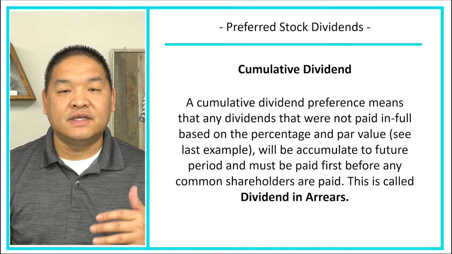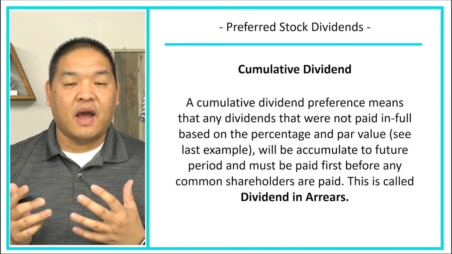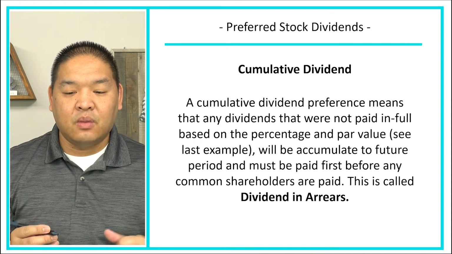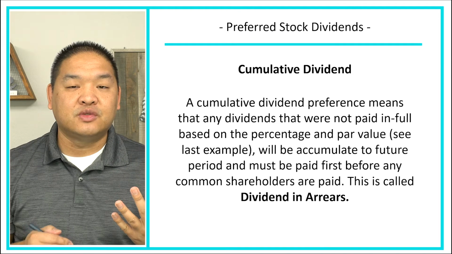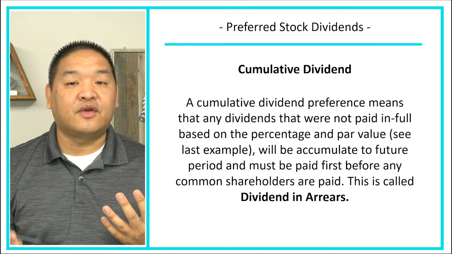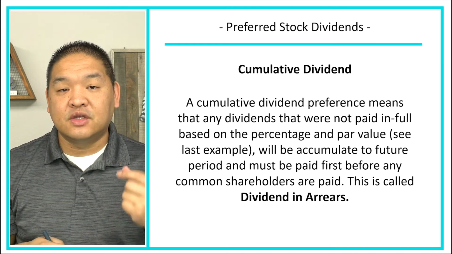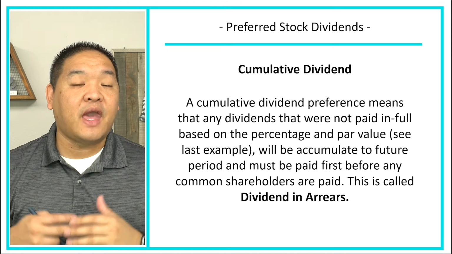This is called dividends in arrears. So let's think about what this means. Let's say last year we paid $5,000, which means we should have paid them $7,500, but we only paid them $5,000. So there's $2,500 that wasn't paid to them.